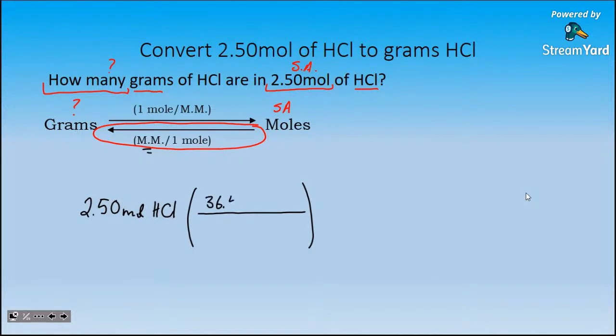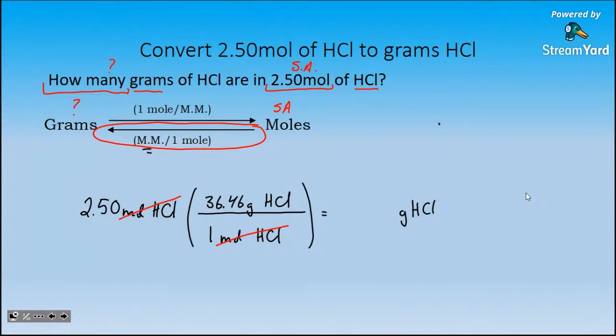So that's 36.46 grams of HCl per 1 mole of HCl. I can verify that units cancel. Moles HCl cancel. That is going to leave me with the final answer in terms of grams. So I know I've set my problem up correctly. And then I can do the math. 2.50 times 36.46. I hit enter and I get 911.5. But I need 3 significant digits.